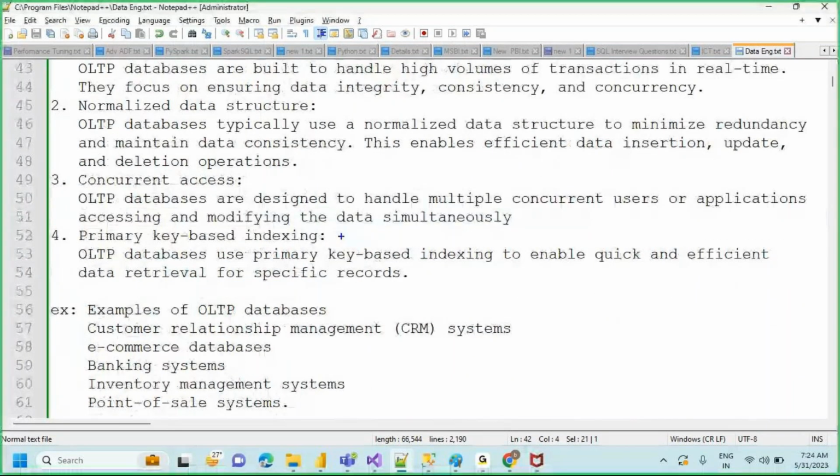And concurrent access: at one shot we can have multiple users accessing the application. We can access this particular database by using the application, and at the same time, multiple users are going to order the product. Multiple people are going to do the transactions, whatever the business is. And we are going to have a primary key based index, because we need to make a relationship between the tables, so we are going to have primary keys here. And what are the applications we are going to have?